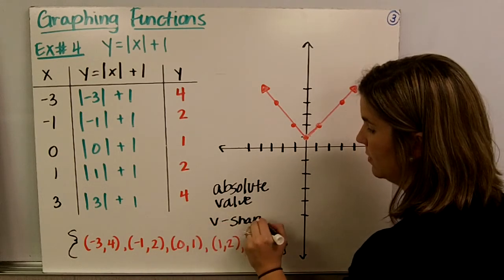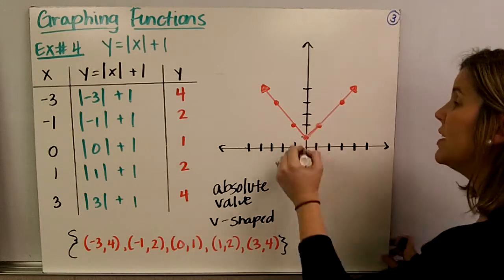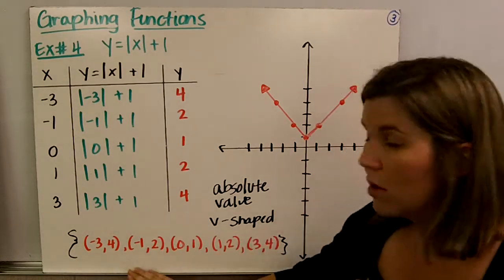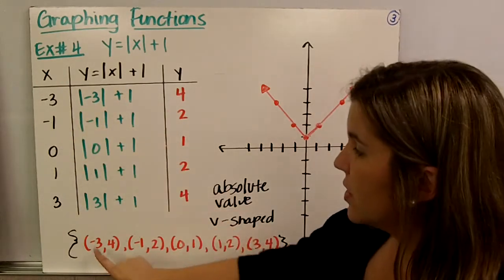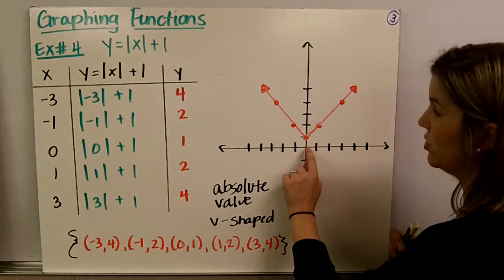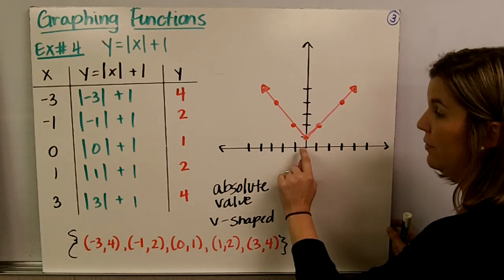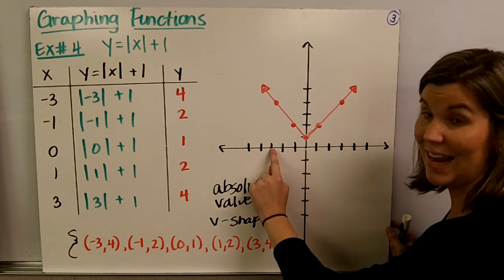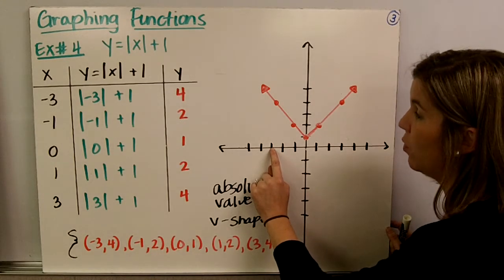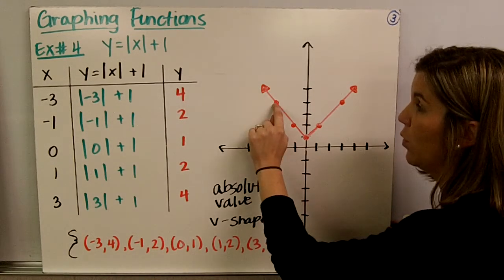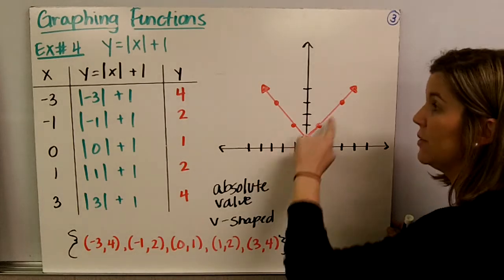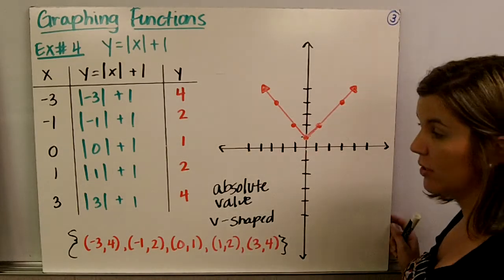V-shaped graphs. Now where did these points come from? Well, these are our ordered pairs that we've written down from our table, -3, 4. That means you start at 0, 0, you go left 3, 1, 2, 3, so that's at -3, and we go up 4, 1, 2, 3, 4, and here's a point. This point is on the graph of the function.